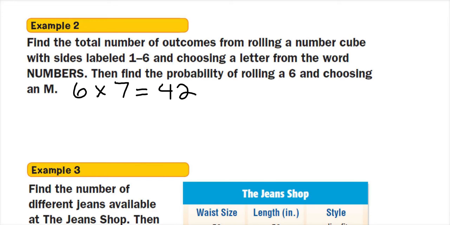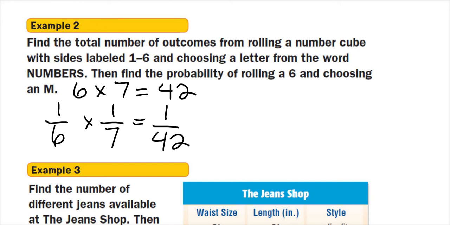All right, now they want us to find the probability of rolling a 6 and choosing the letter M. All right, so for this one, we're going to have a 1 in 6 chance to get a 6. And then M only occurs in the word numbers 1 time. So there's 1 out of 7. Remember, probability is yes over total. So how many ways can it happen over the total ways that it can happen? All right. So then for that one, we would multiply. So 1 times 1 is 1, and 6 times 7 makes 42. So the probability is 1 in 42.